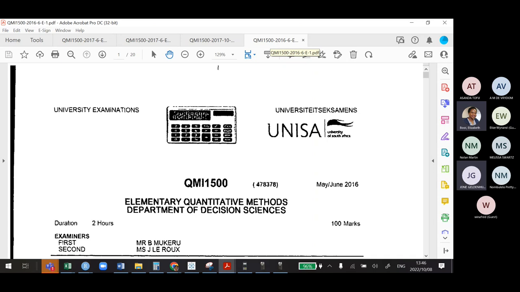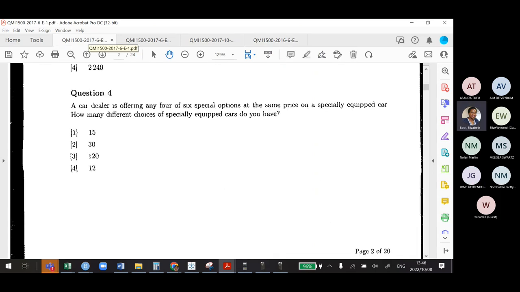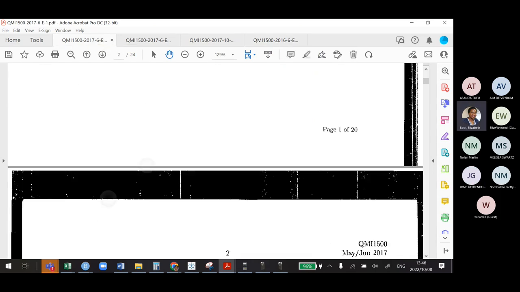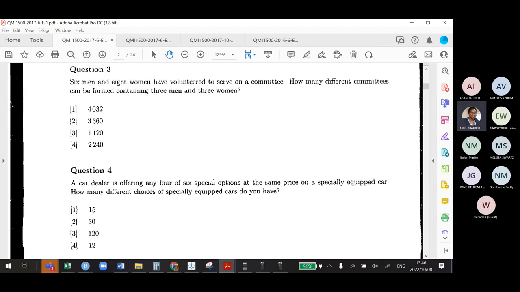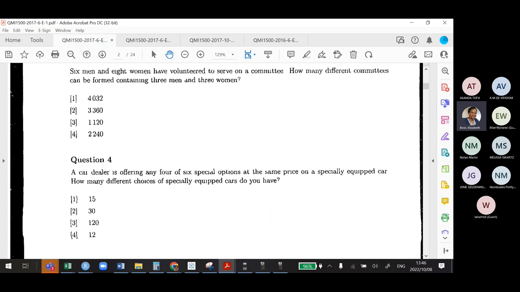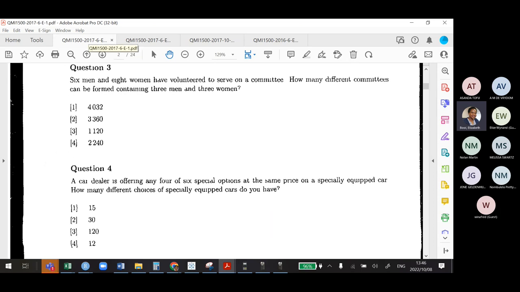No more. The last question paper that we have, probably it will take us to the end of the session as well. I just want to go back to this paper just to double check if we didn't miss any, including also the counting rules, because I don't think we also concentrated on that. So let's look at this one in terms of the counting rules.